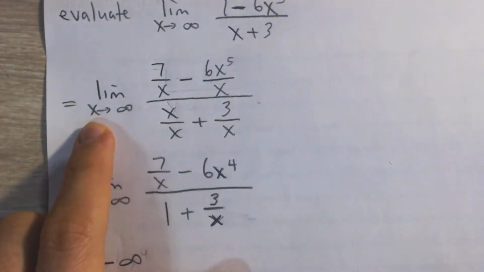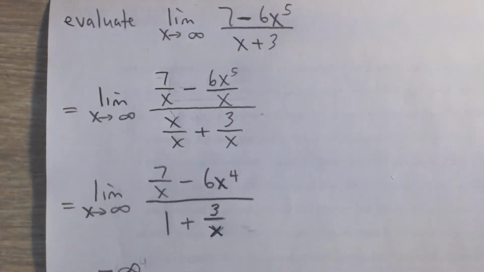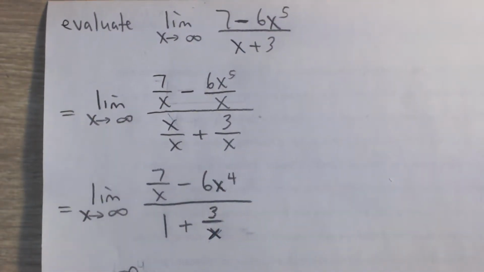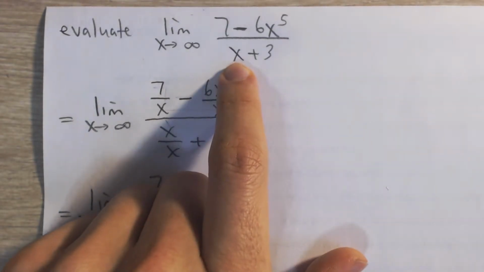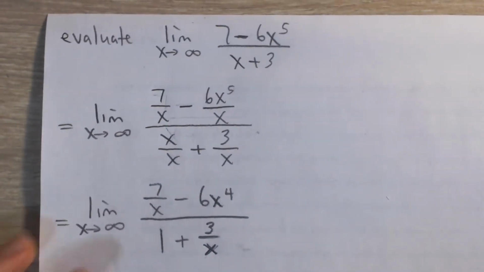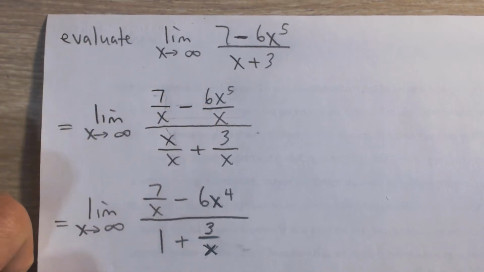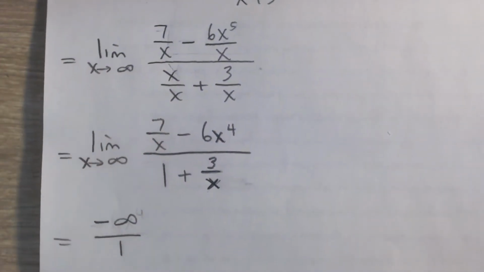So here we have the limit as x approaches infinity, but what I'm going to do is divide by the highest power in the denominator. And this works for a lot of rational limits. Divide by the highest power in the denominator. In this case, just 1, right? Linear term, x to the first power. So I divide everything by x, and let's do some simplification. 6x^5 divided by x is just 6x^4, and x divided by x is 1.